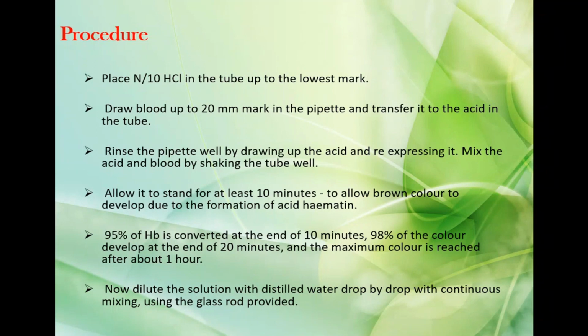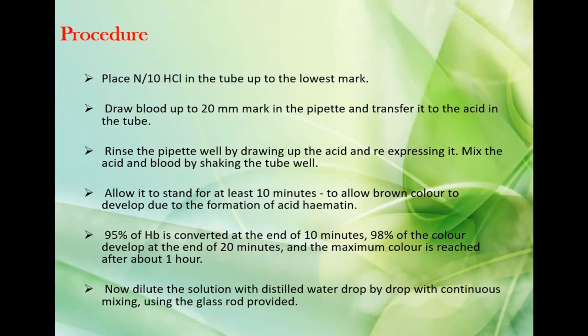Then draw blood up to the 20 microliter mark in the Sahli's pipette and transfer it to the acid tube. We have already added acid up to the lower mark, and now we add 20 microliters of blood to the HCl tube. Rinse the pipette well by drawing up the acid and re-expressing it. Mix the acid and blood by shaking the tube well.